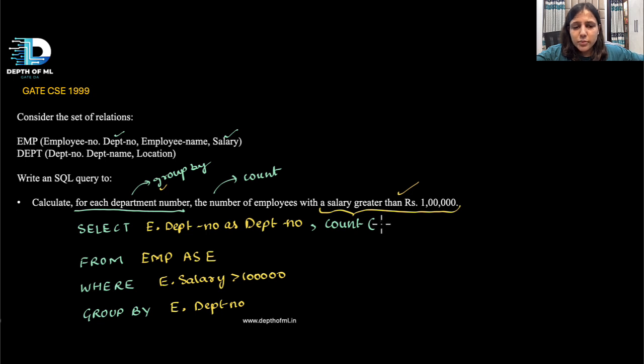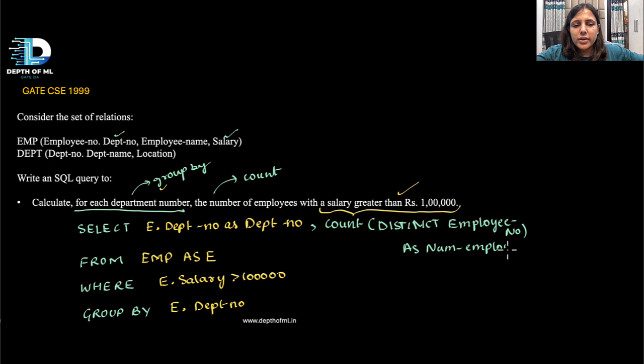You can do distinct, or maybe not distinct. We are assuming that it will be distinct, but okay, let's use distinct. You have employee number, right? So employee number as number of employees, num underscore employee.